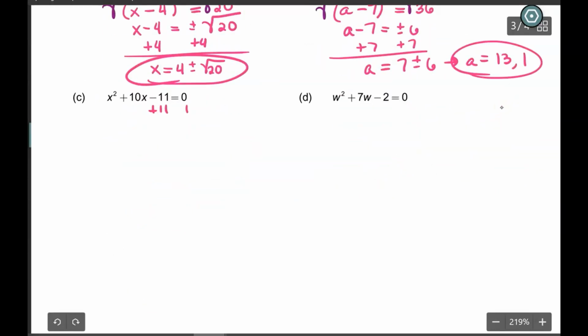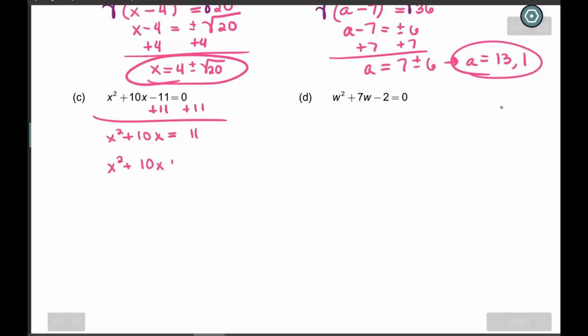So I'm going to add 11 to both sides. We have x squared plus 10x equals 11. So now I'm going to complete the square. I'm going to take half of 10, that's 5, square it, I get 25. So that's what I'm adding to both sides. Here, I'm going to factor it, so that's going to be x plus 5 times x plus 5, so that's x plus 5 squared. And then I'm going to combine the right side, so that's 36.